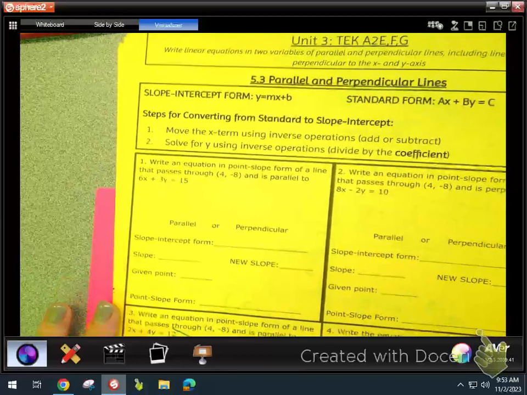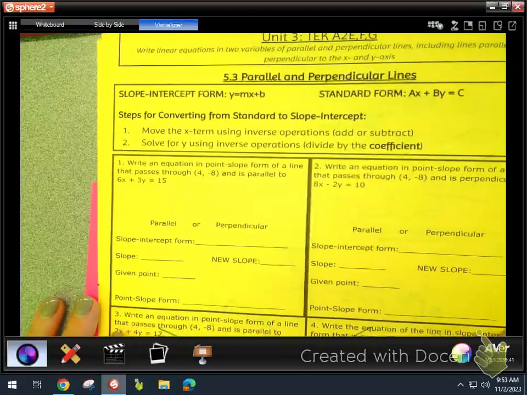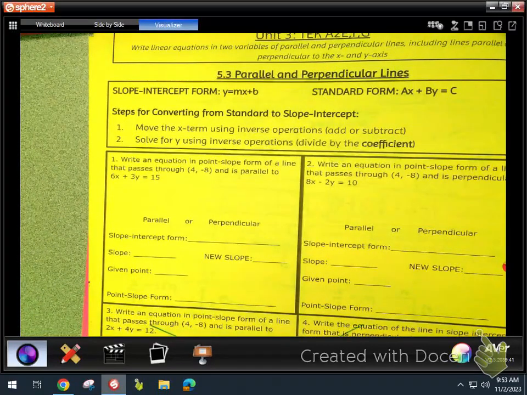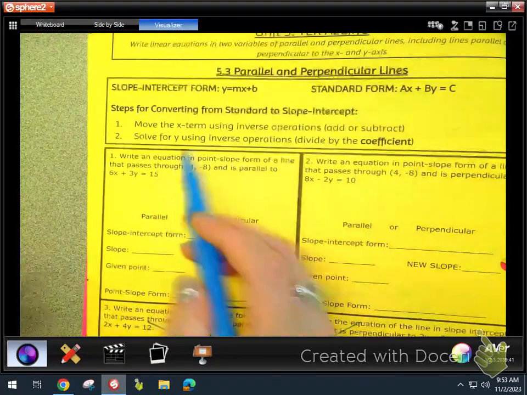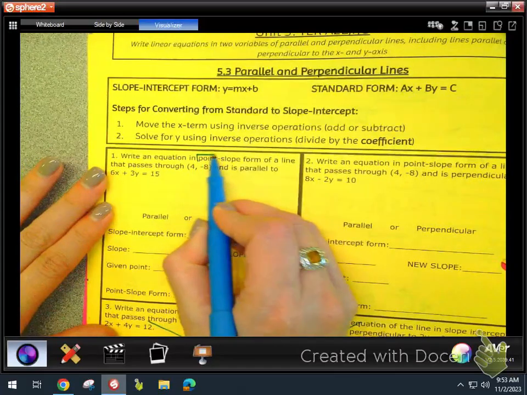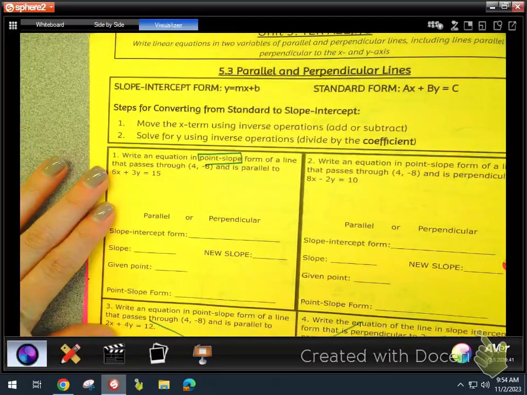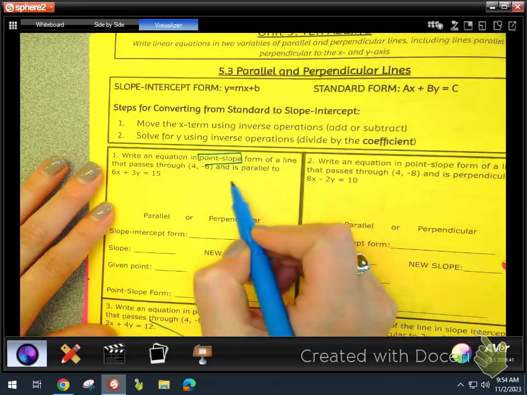Okay? I'm only going to make you do 1 and 2 right now because these are going to take a little bit more. And let's talk about why. We're trying to write an equation of a line, again, today we're stopping in point slope form. Next class we'll take it all the way, but that skill's not new. That goes through the point 4, -8, and is, what's our key word?